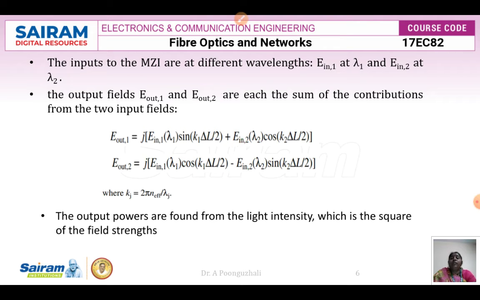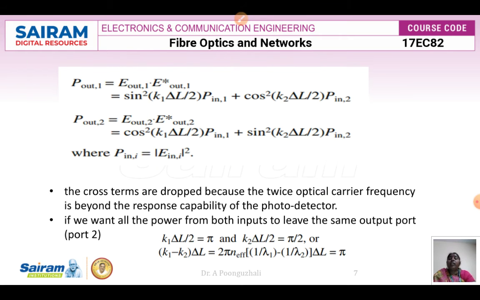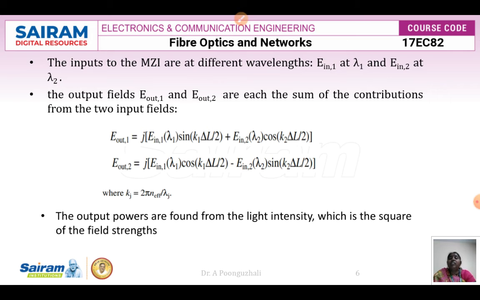So E out of 2 is nothing but the difference, that is destructive interference. So it can be written as J into E in of lambda cos K1 del L by 2 minus E in of 2 lambda 2 sin K2 del L by 2, where Kj is nothing but 2 pi N effective by lambda j. So the output powers, which are found from the light intensity, are going to be the square of the field strength there. So the output powers are calculated as the square of the field strengths.